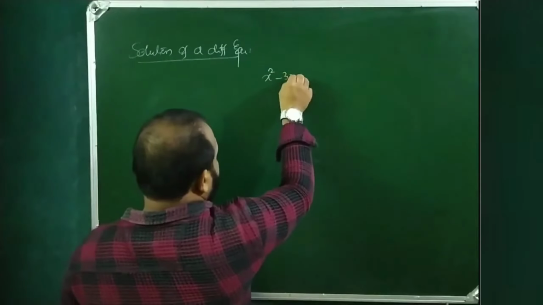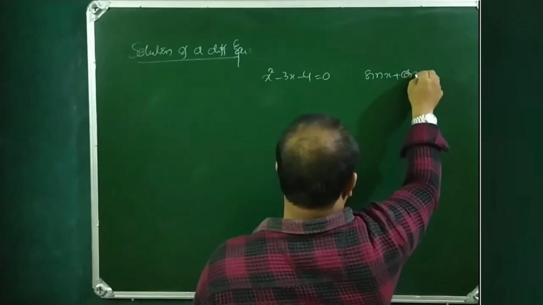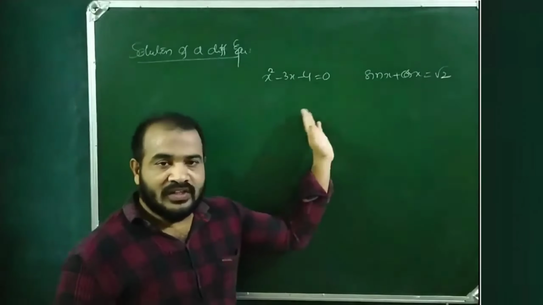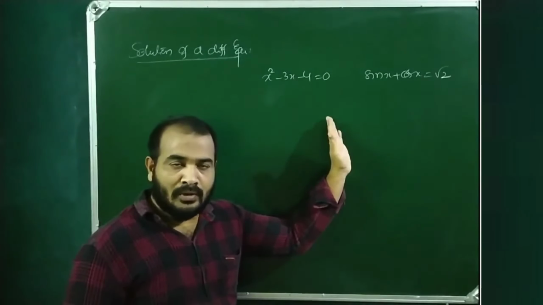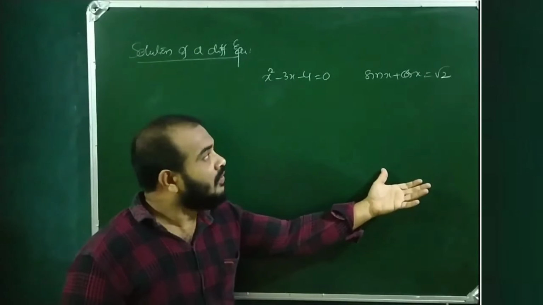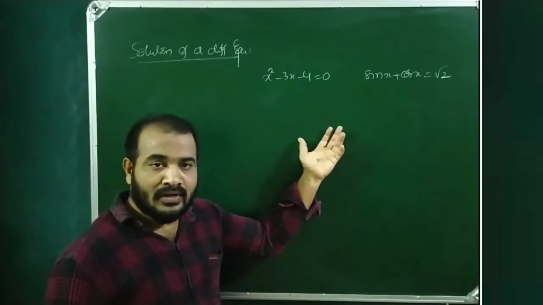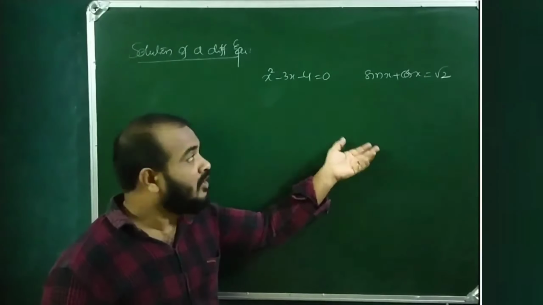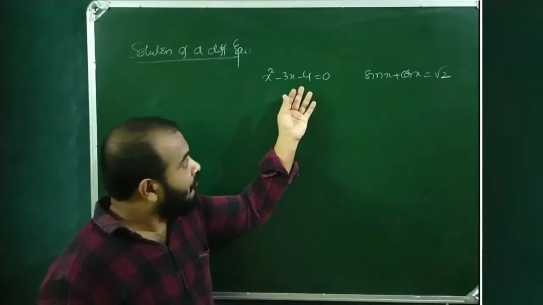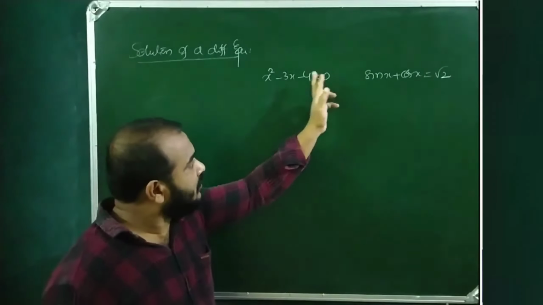x square minus 3x minus 4 equals to 0. Sin x plus cos x is equals to root 2. So, the solutions of these two equations are numbers. It may be either a real number or a complex number. So, if you solve these two, we will get a number that will satisfy the given equation. That means the number, when we substitute it back in the given equation, then LHS is equals to RHS.